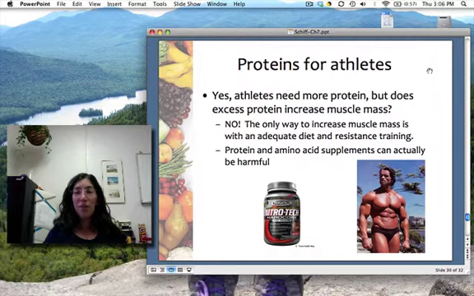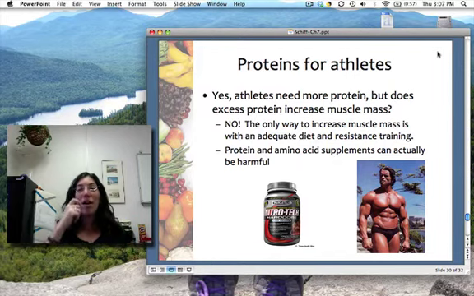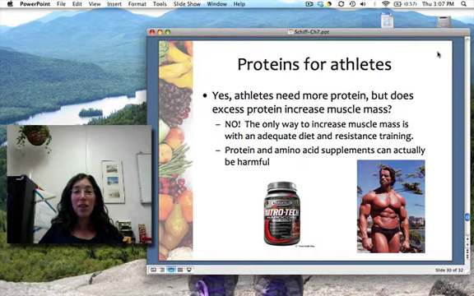So the last part of the chapter talks about proteins for athletes. So my question is, yes, athletes need more protein because they're building muscle, but does excess protein increase muscle mass? And this is a huge, billion-dollar industry of selling protein supplements to weightlifters and bodybuilders and athletes, okay? But it's actually a big fat myth.